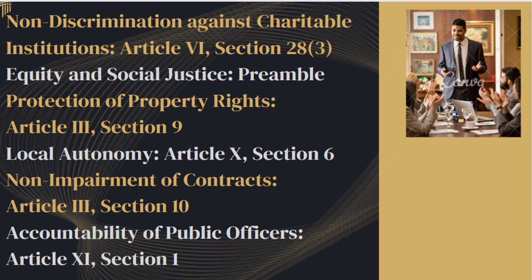Non-discriminatory against charitable institutions. Under Article 6, Section 28, subsection 3 of the Constitution, it prohibits the use of charitable institutions, churches, mosques, and nonprofit cemeteries for profit. This provision ensures that these tax-exempt entities are not exploited for commercial gain.